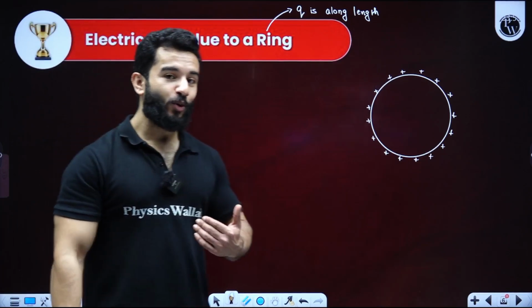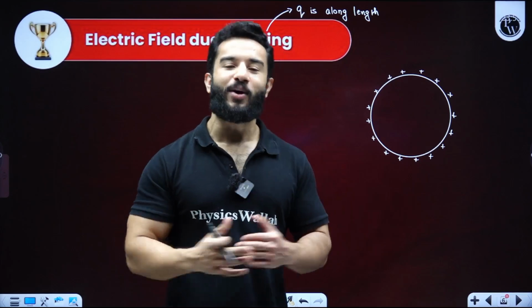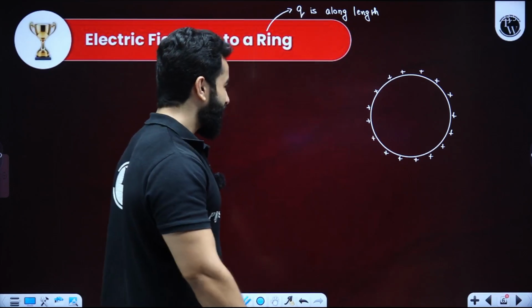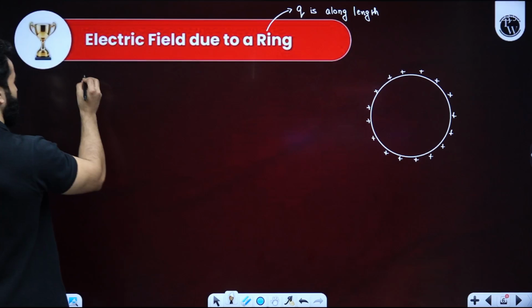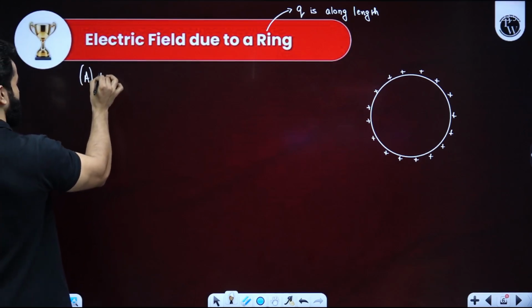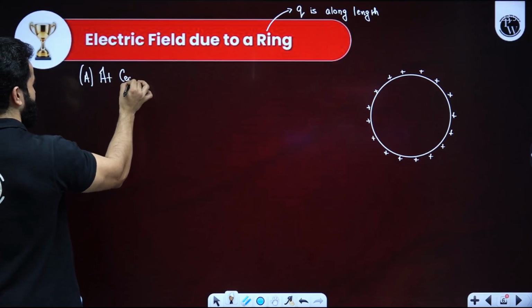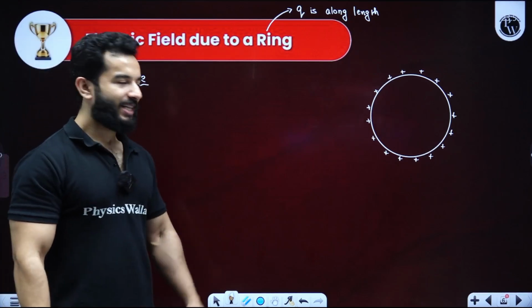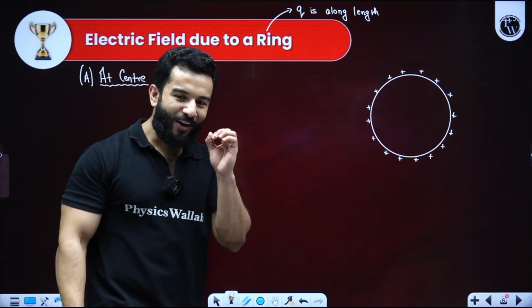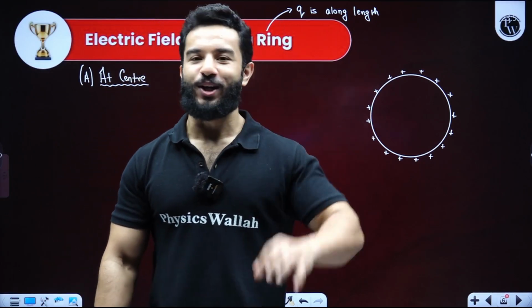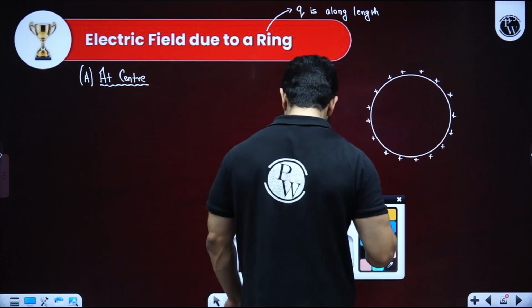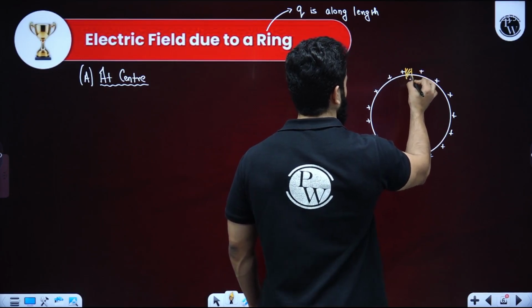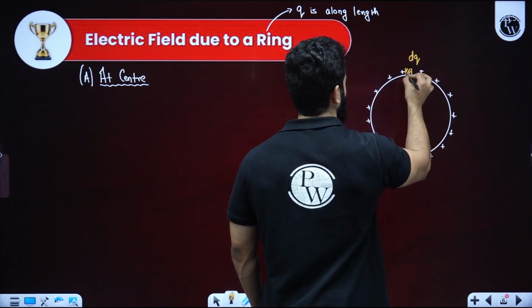Acha, we actually don't know anything other than a point charge. We know the electric field due to a point charge. It is kq by r square. Let's suppose we want to find out the electric field due to a ring at the center. So this is at the center. Fine, sir. Let's suppose that this ring is made up of an infinite number of point charges. This is what we are saying. We are saying that this ring is actually made up of infinite point charges whose magnitude of charges are dq.